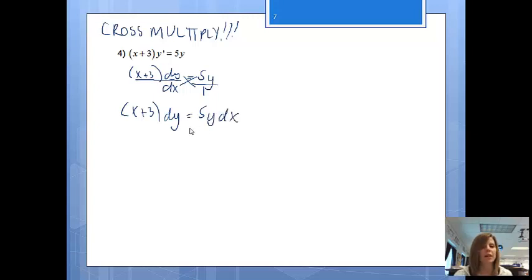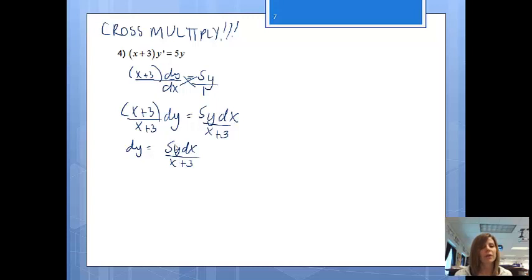All right. The y's and the x's are not in the right spot. So first of all, I'm going to divide both sides by x plus 3. Okay, so I'm going to get just dy equals 5y dx over x plus 3.